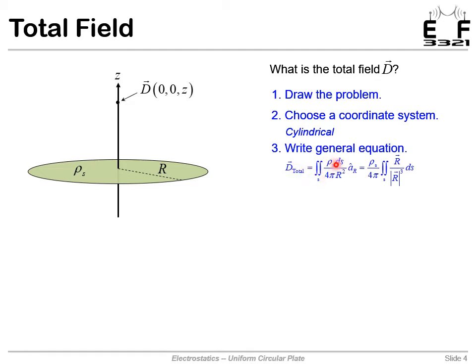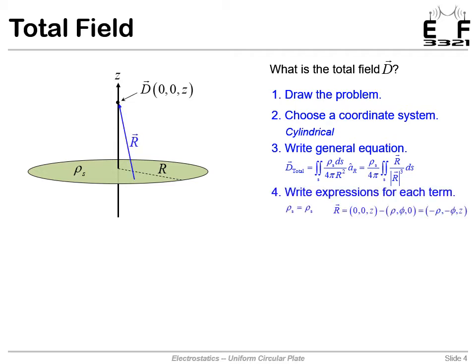We can factor out the rho s over 4 pi because those are constants. Then we can change this ratio of unit vector a_R over R squared to vector R over the magnitude of vector R cubed. We need expressions for these things now. Our surface charge density is just the surface charge density, that's an easy one. But we have this vector R. What the vector R does is connect where we are in our integral on that surface charge to our observation point, and that's what we're showing over here.